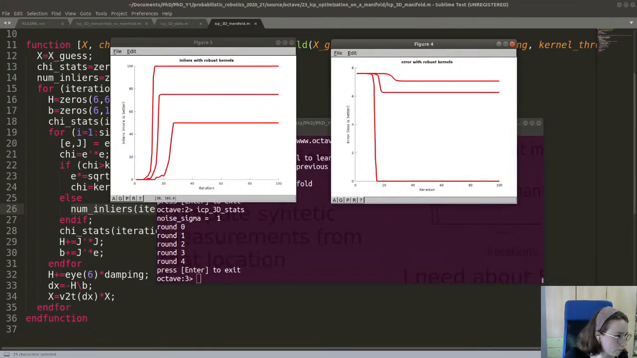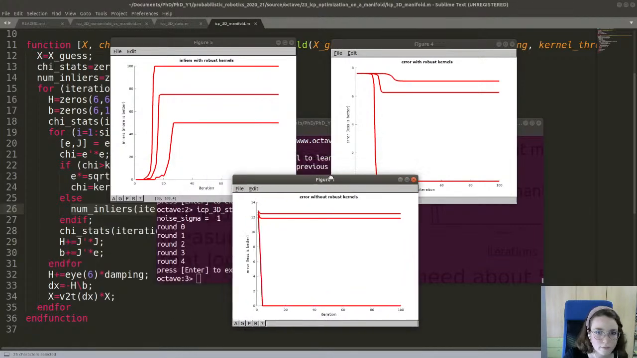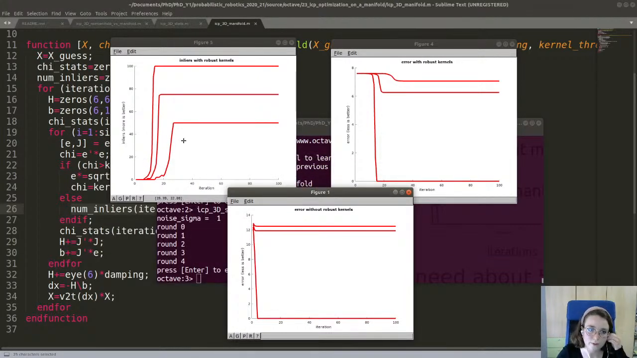Indeed, here we have the case in which there are no outliers, so 100% inliers, 75% inliers, and 50% inliers, and correspondingly we have the error with and without robust kernels, and as you see, with robust kernels the situation is much better than without.